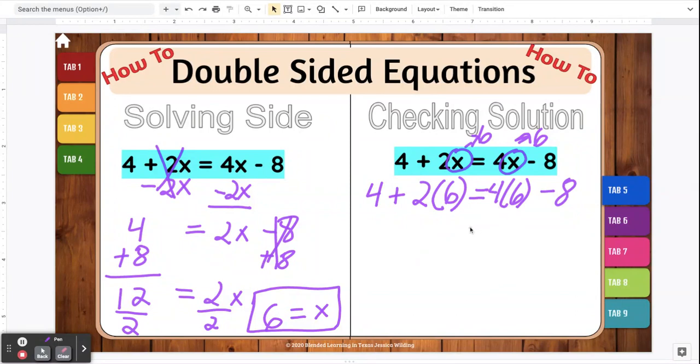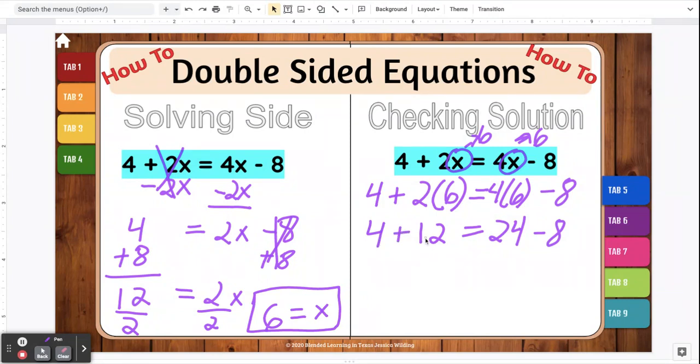Okay, so I'm going to bring my equal sign down again, and now I'm going to multiply first. The reason I'm going to multiply is because of order of operations. So 6 times 2 is 12, and 6 times 4 is 24. Now I can bring down my negative 8 and my positive 4.